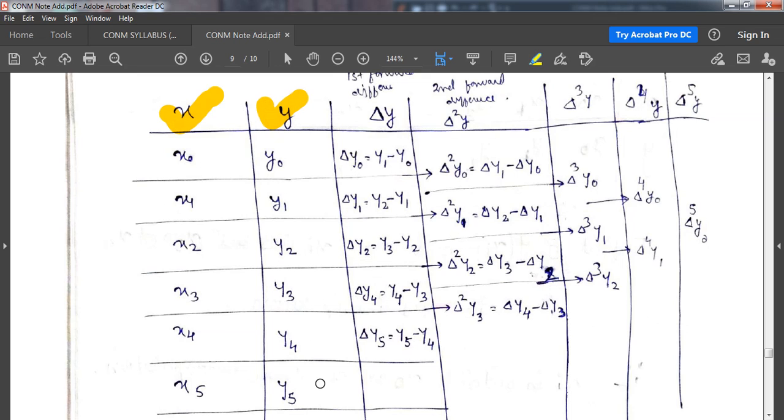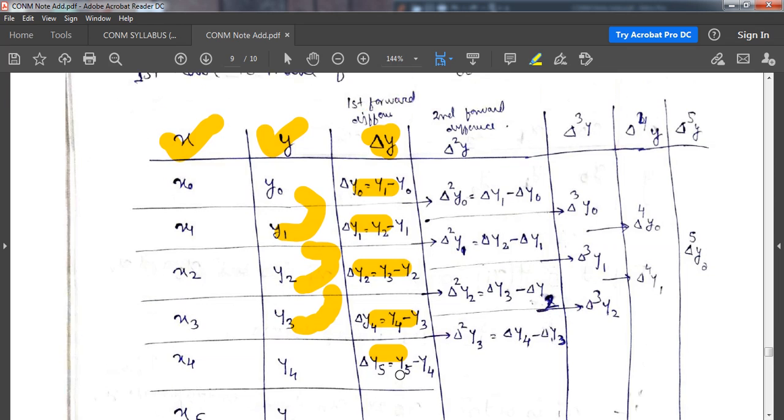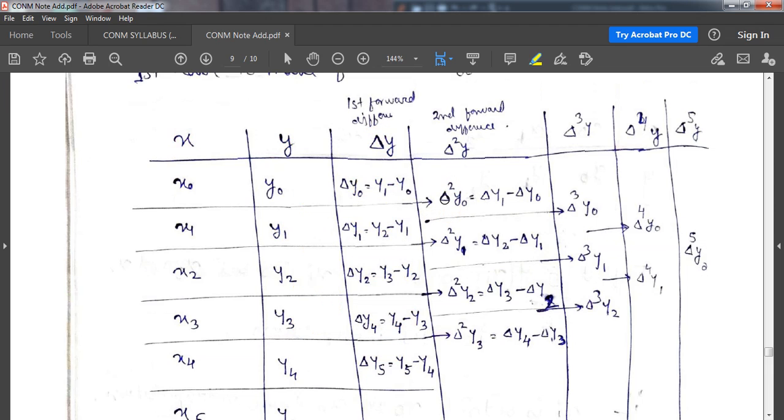Now what is the first forward difference? As you know, it is basically del of y0, which is y1 minus y0. So this minus this. Similarly, del of y1 is this minus this, and del of y2 is this minus this. In this way you have the first forward difference. What is the second forward difference? It will be del squared y0, meaning this value minus this value. Similarly, if you continue in this way, you can make the forward difference table.